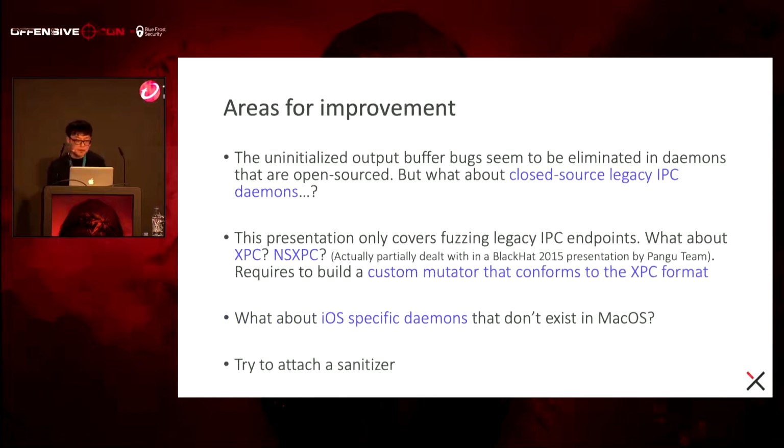And speaking of areas of improvement, this presentation only scratched the surface of hunting for sandbox escapes, in my opinion. For instance, I only went through one open source daemon that used to have an uninitialized output buffer vulnerability. The next obvious question would be, what about closed source daemons? Would they have the same bug pattern? And also, this talk only focused on legacy IPC daemons, but other daemons that use different IPC mechanisms are definitely worth checking out. And also, there are probably legacy IPC daemons that only exist on iOS, and those are definitely interesting targets as well.